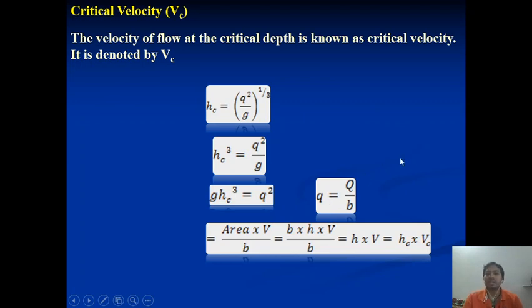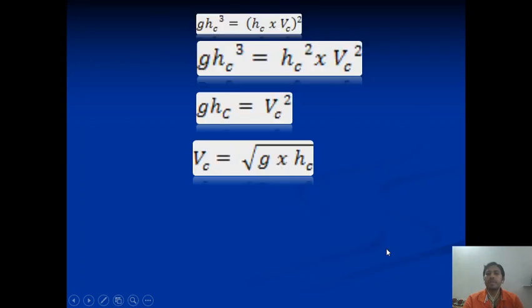But q, we derived earlier, is the total discharge divided by the width of the channel, so q is equal to Q by b. Now this Q, by help of the continuity equation, is area into velocity, and for a rectangular channel, area is equal to b into h, so it is b into h into v divided by b, so we get h into v, that means we get Hc into Vc. So we simplify this equation again, inserting this value, so we get g Hc cube is equal to Hc into Vc square. Now g Hc cube is equal to Hc square Vc square, so g Hc is equal to Vc square, right?